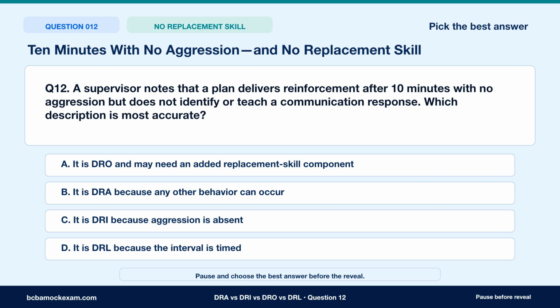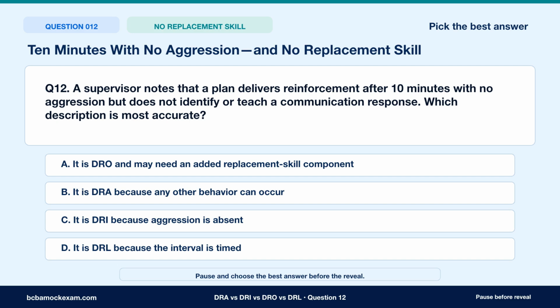Question 12. A supervisor notes that a plan delivers reinforcement after 10 minutes with no aggression, but does not identify or teach a communication response. Which description is most accurate? The choices are A. It is DRO and may need an added replacement skill component. B. It is DRA because any other behavior can occur. C. It is DRI because aggression is absent. D. It is DRL because the interval is timed.